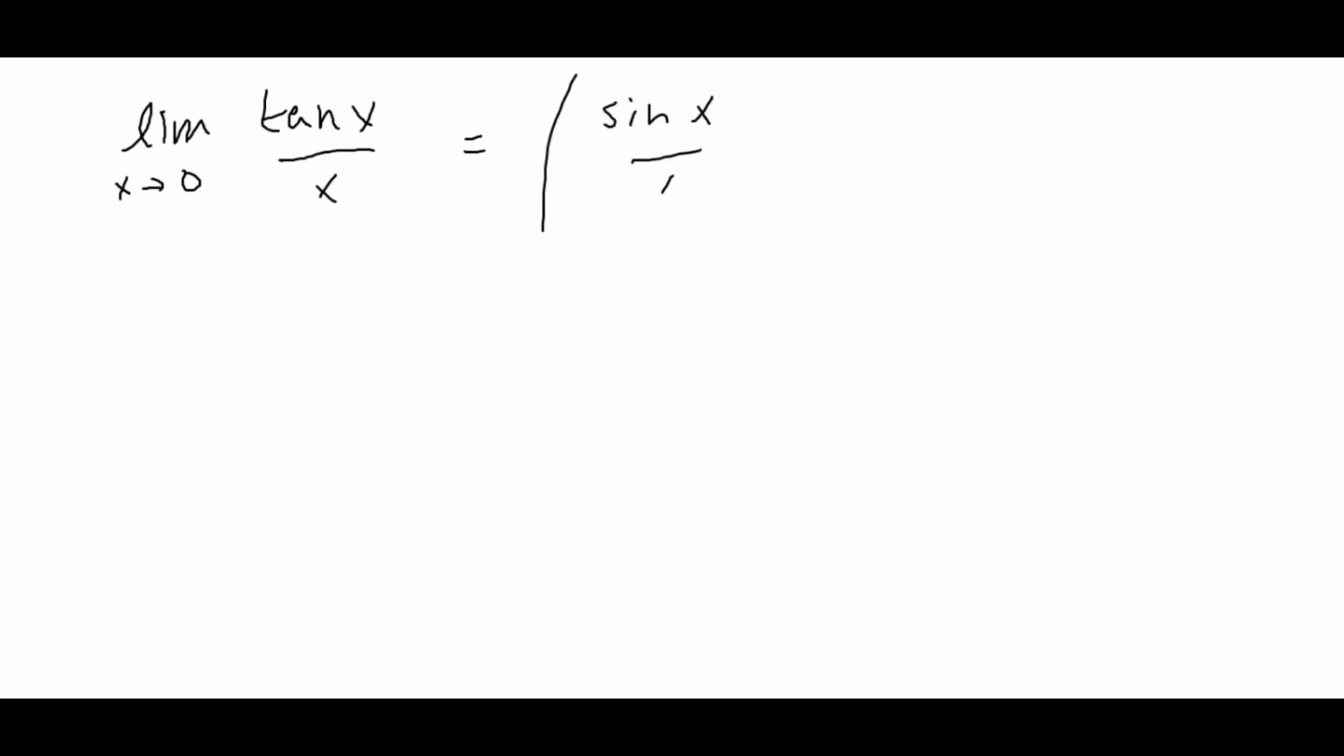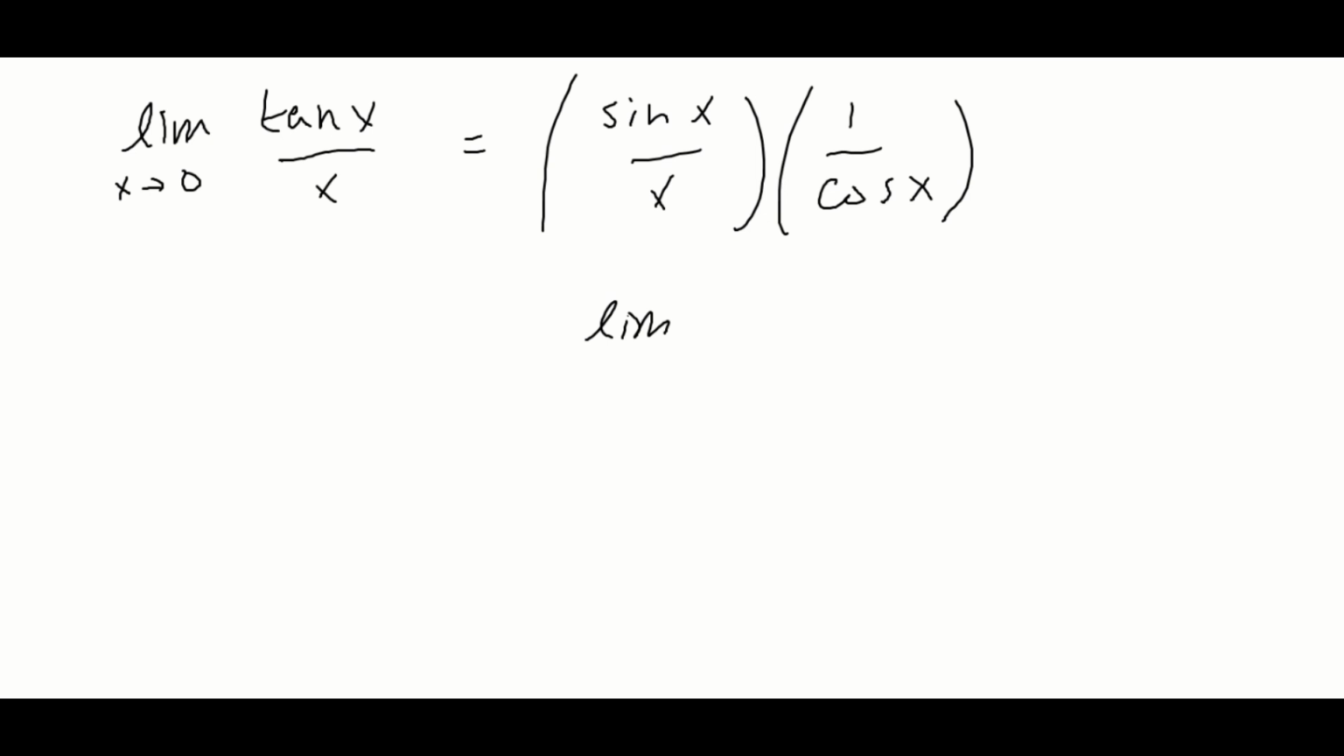Let's take a look at two examples that involve the special trig limits discussed in our previous lesson. Consider the limit of tangent x over x as x approaches 0. Pause your video and see if you can recognize how we can apply one of the special trig limits to solving this problem. We can rewrite tangent as sine over cosine. So you get sine x over x times 1 over cosine x.